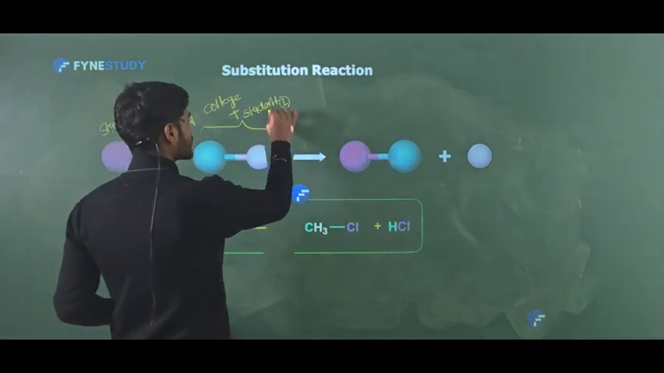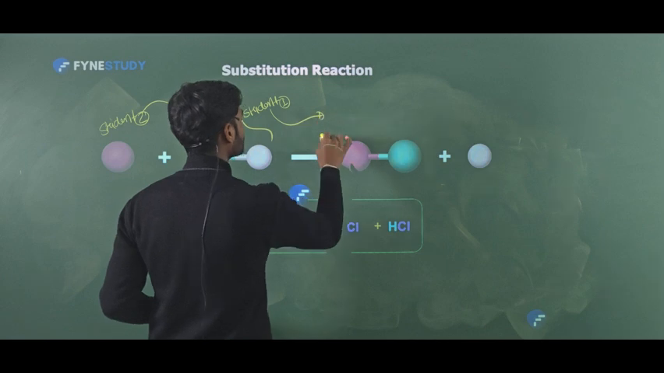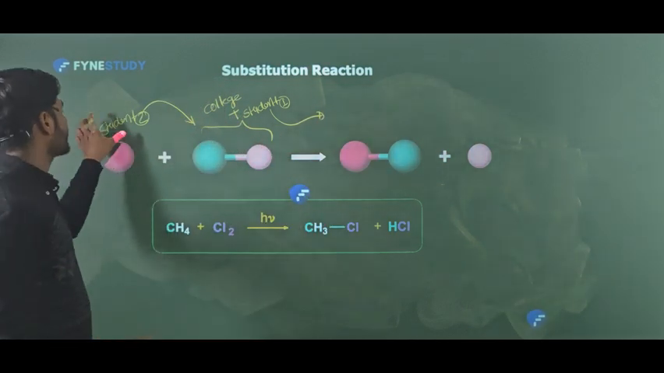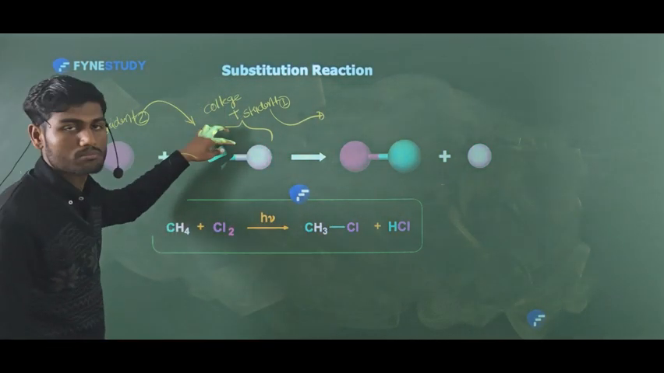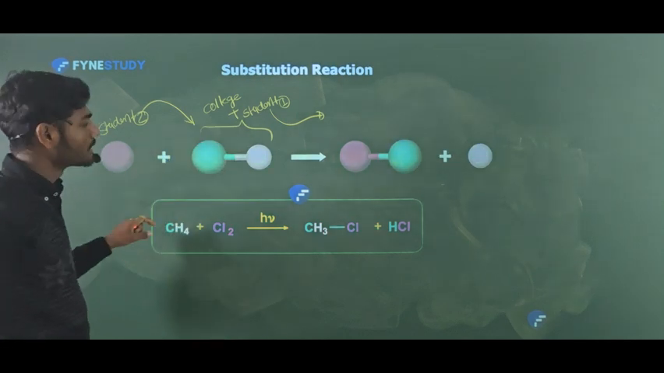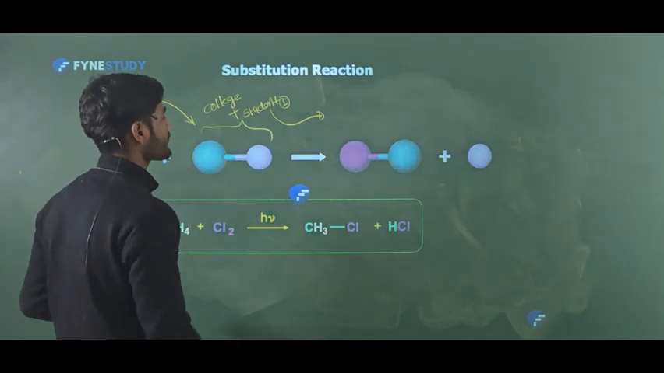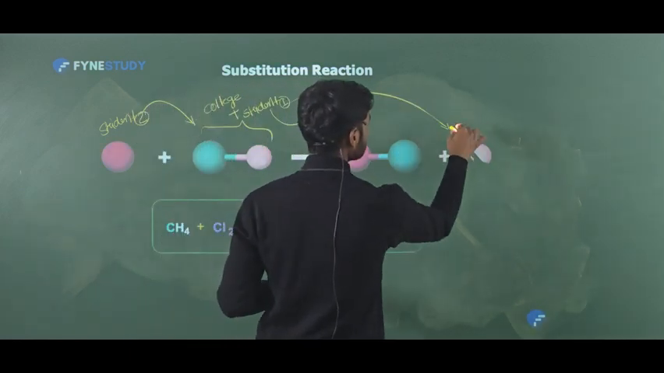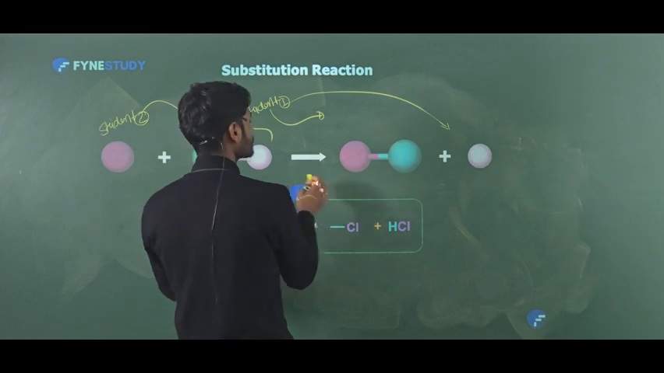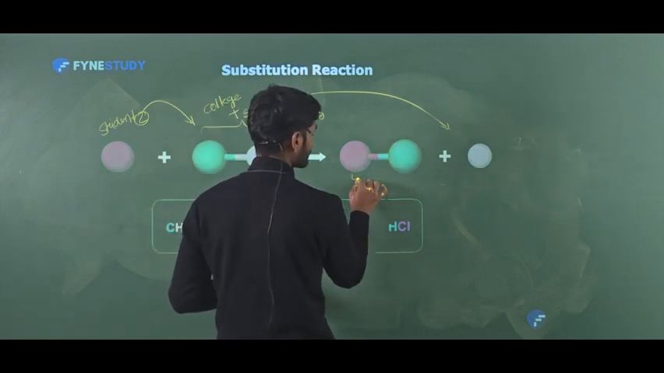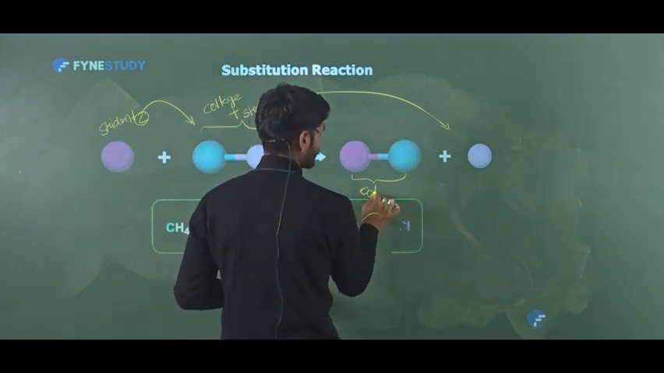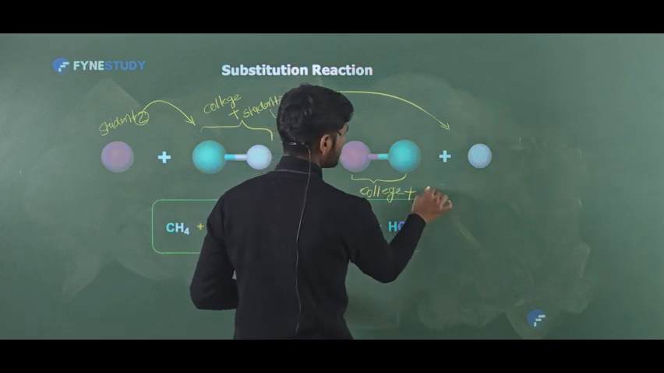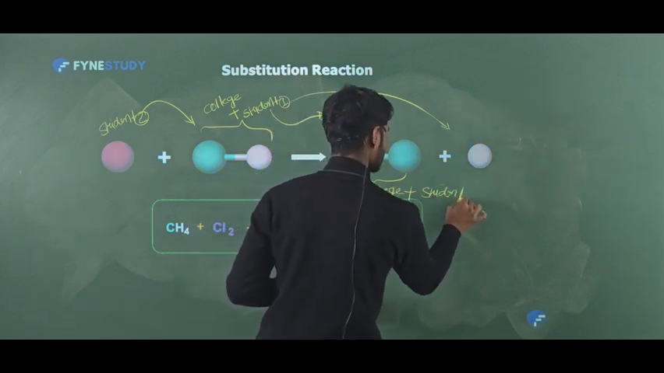Okay, so student 1 has to leave the college, then only student 2 can come, because the seat is limited. Same thing goes here also. The next thing will be, after leaving, this one will be the leaving group. And the next stage will be the college with student 2.